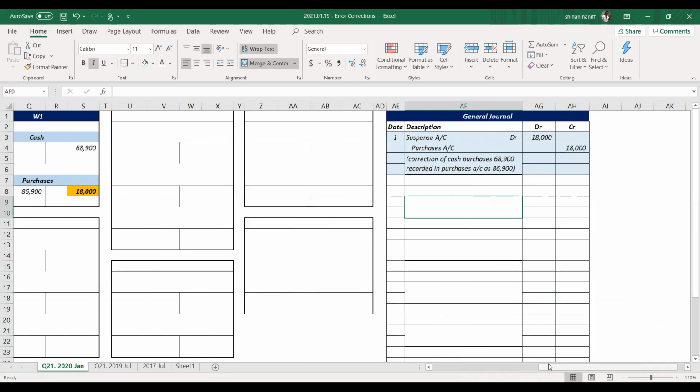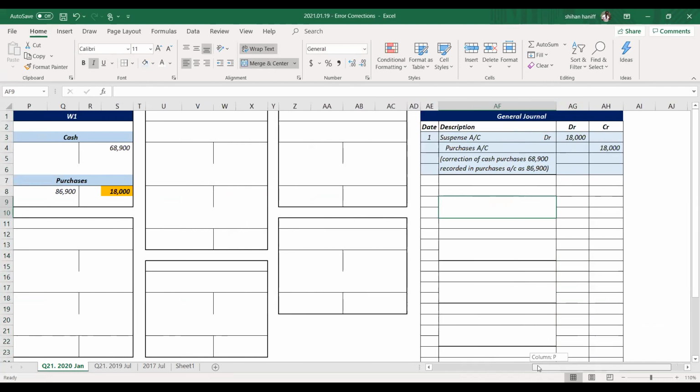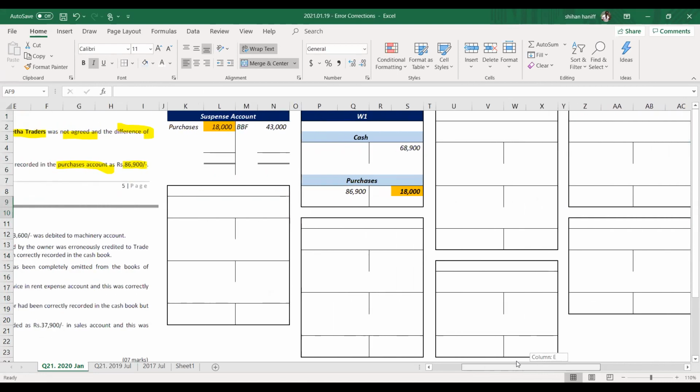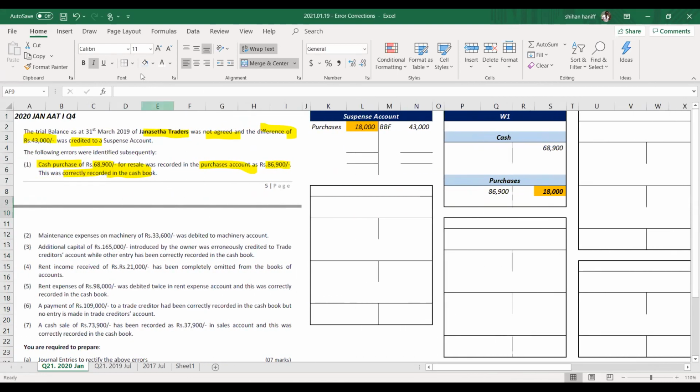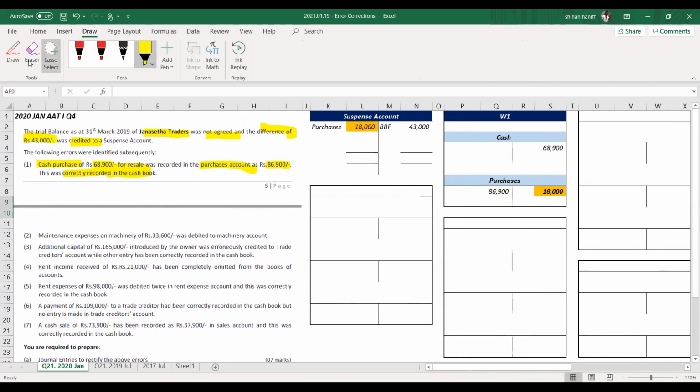Right, so let's move to the second question. Number 2. Maintenance expense on machinery, 33,600, was debited to machinery account. So let's do working number 2.